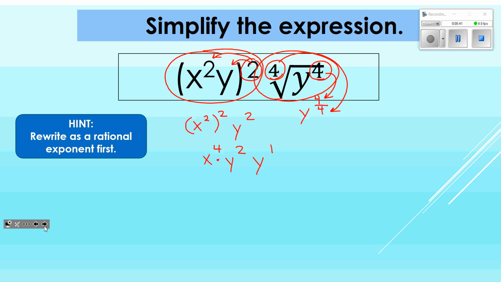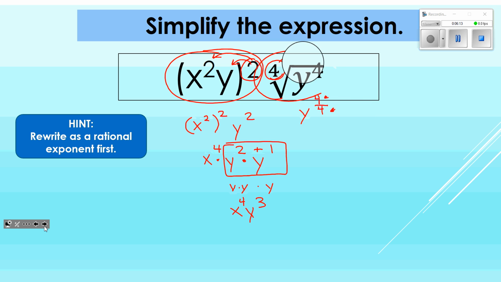Now, if you're multiplying all of these, remember, if you have the same bases, then we can combine them together. We combine the same bases by adding the exponent, because here we have y times y for y squared. Here we have 1y, and if we were going to multiply all those together, y times y times y, there's three of them. So that would be y to the third power. We just added the exponents, and we still had x to the fourth power. So our final answer is x to the fourth power y cubed.